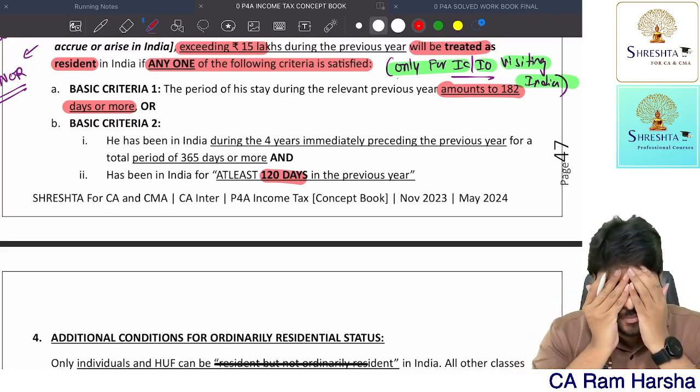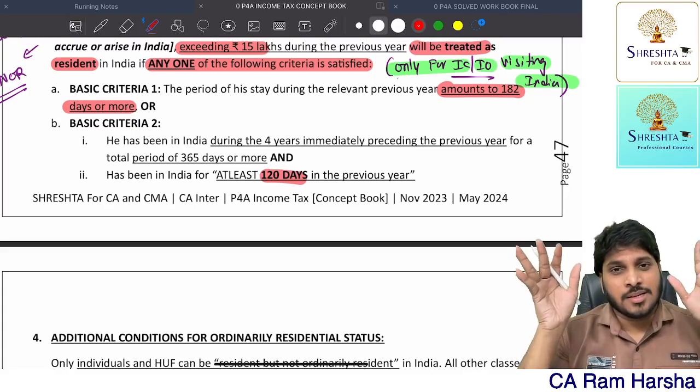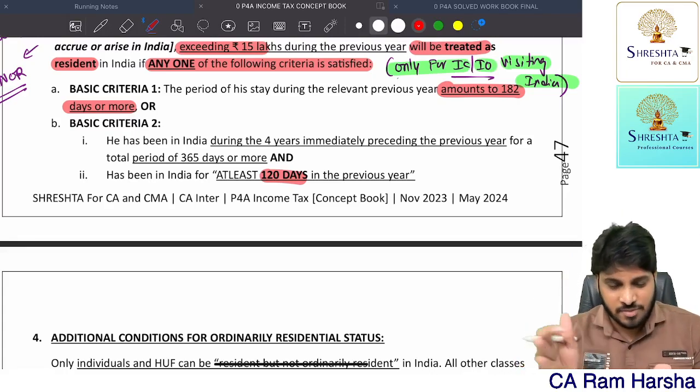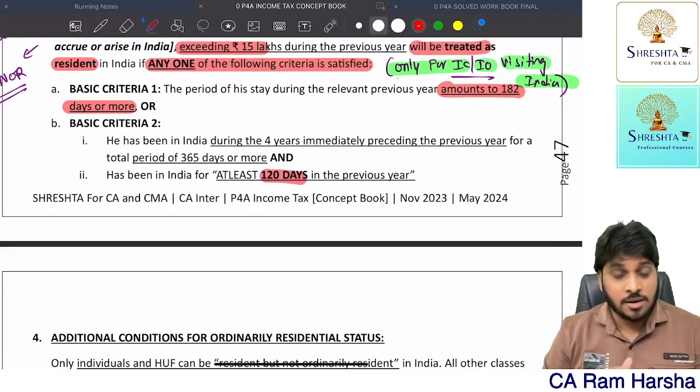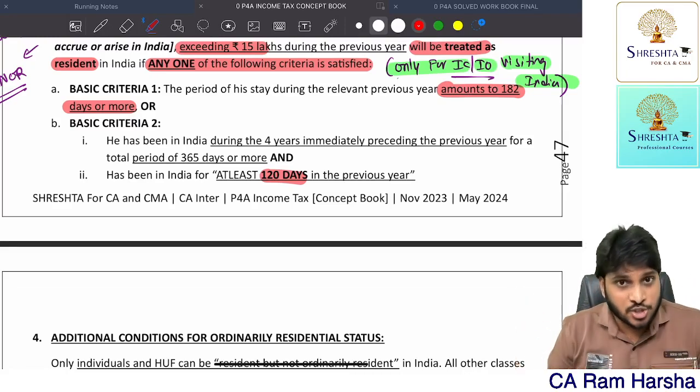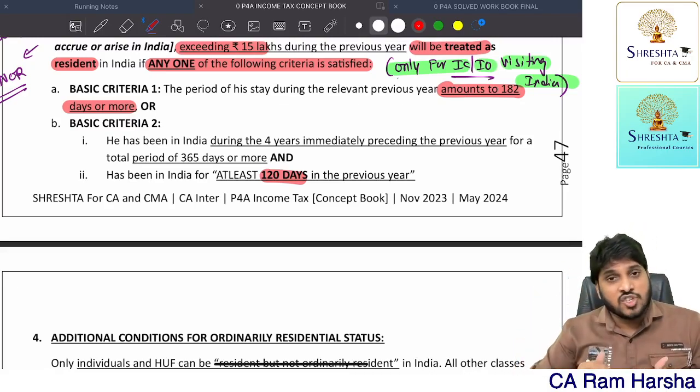Yeah. So, what is it? Very simple. If a person is an individual, basic condition we will check. What is basic condition 1? We will check 182 days or more in the relevant year. If at all he stayed in the relevant year for 182 days or more, he is a resident. Suppose it is not satisfied. Then we will come back and check basic condition 2.